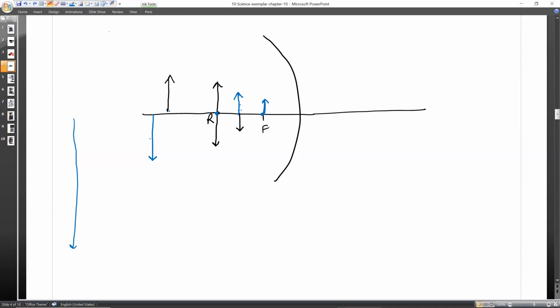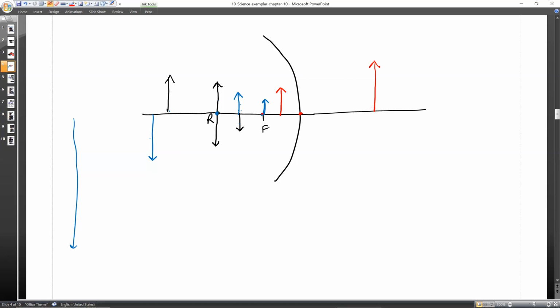And here is a specialized case: when the object is placed between pole and focus, then the concave mirror is going to form a virtual image behind the mirror, and that would be enlarged. Okay, understood? An enlarged image is going to form there.